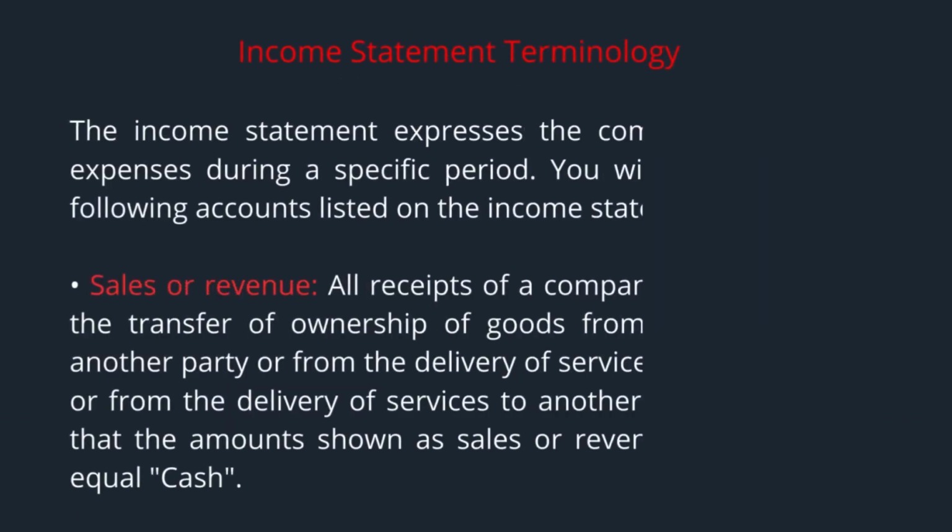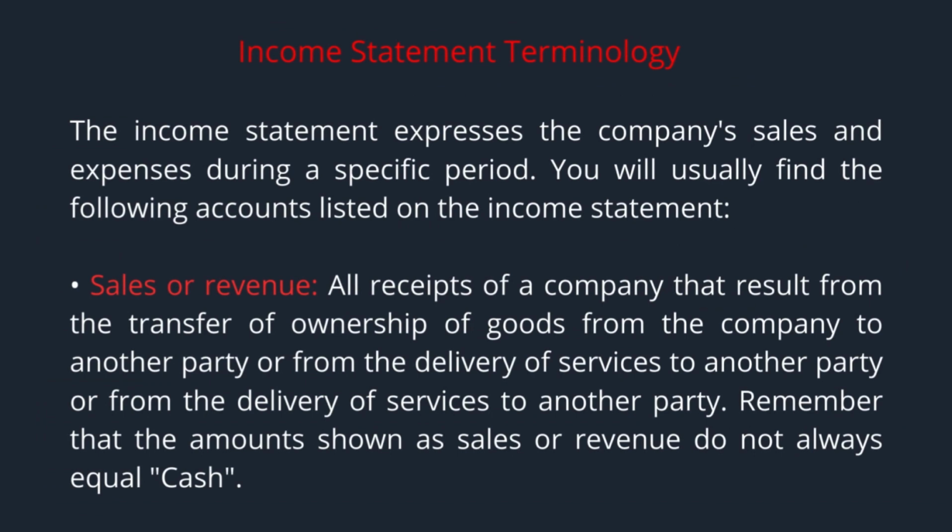Income statement terminology. The income statement expresses the company's sales and expenses during a specific period. You will usually find the following accounts listed on the income statement. Sales or revenue: all receipts of a company that result from the transfer of ownership of goods from the company to another party or from the delivery of services to another party. Remember that the amounts shown as sales or revenue do not always equal cash.